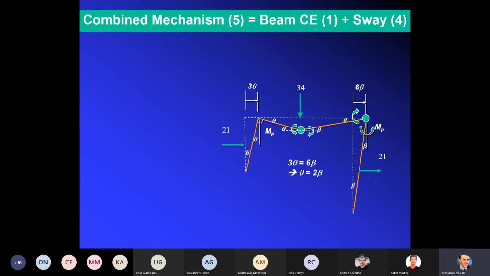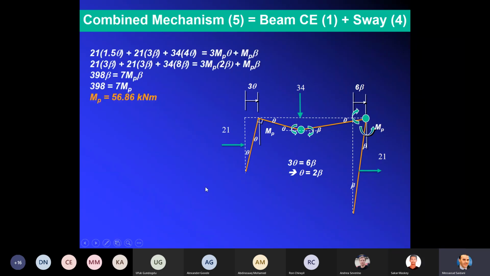So the next thing is to write the external work equal to the internal work. Okay, is the mechanism clear to everyone, please? Is it clear? Okay, so yes.